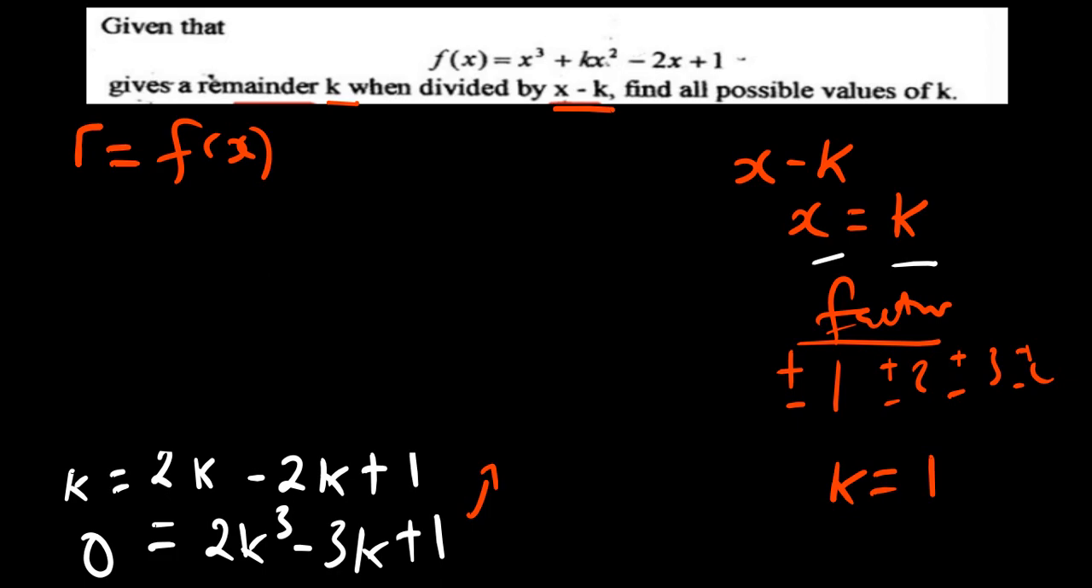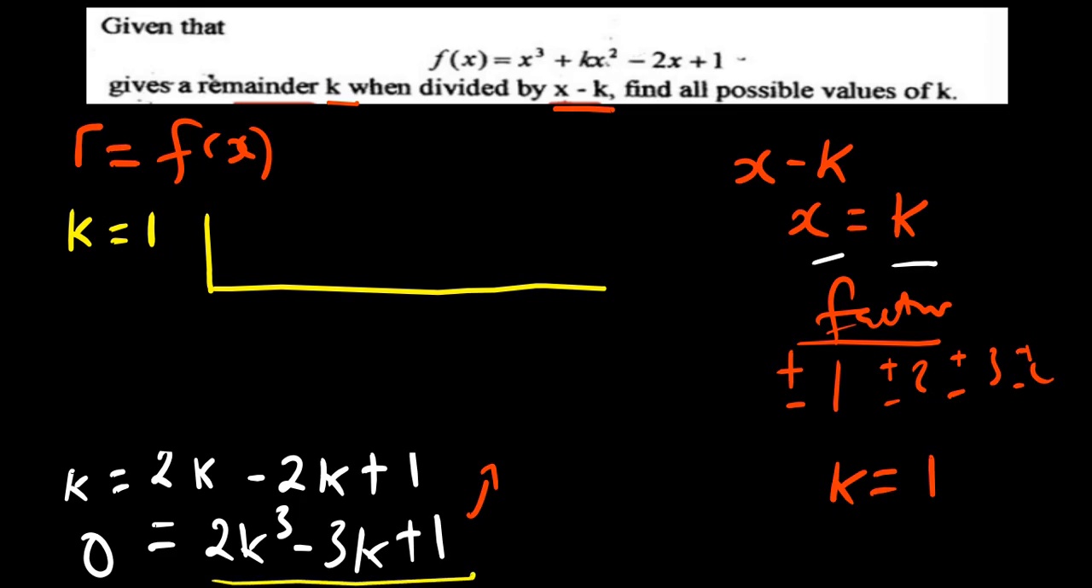We've picked k equals 1, so k is one of the factors. So let's divide it, let's use our synthetic method. We're going to get the coefficients of this polynomial. You're able to see that the first one is 2. Now the second one is 3k.